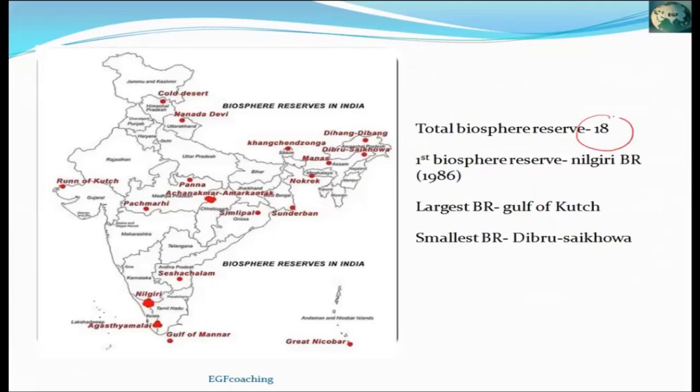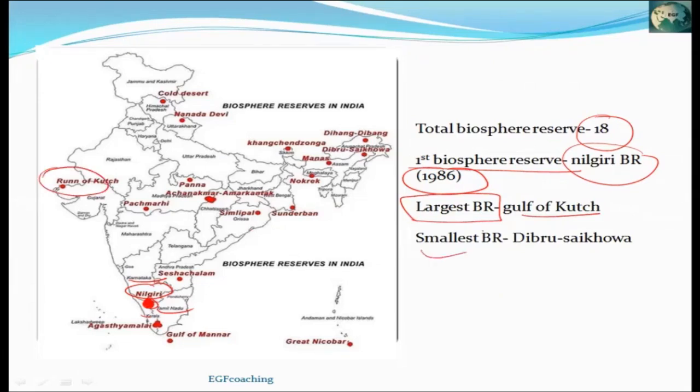There are total 18 biosphere reserves in India. The first biosphere reserve established was Nilgiri Biosphere Reserve, established in 1986. This is Nilgiri Biosphere Reserve. It is spread in 3 states, Karnataka, Tamil Nadu, and Kerala, at tri-junction of these three states. The largest biosphere reserve is Gulf of Kutch, Rann of Kutch. Smallest biosphere reserve is Dibru-Saikhowa, this one in Assam.